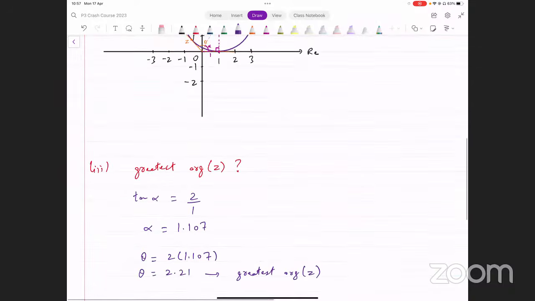All right, so I hope that makes sense. This is how we can find the greatest value for the argument like this. Okay, so you'll find these problems coming up again and again where they ask you to find the greatest value of the argument or the least value of the argument or the greatest value of the modulus or the least value of the modulus.